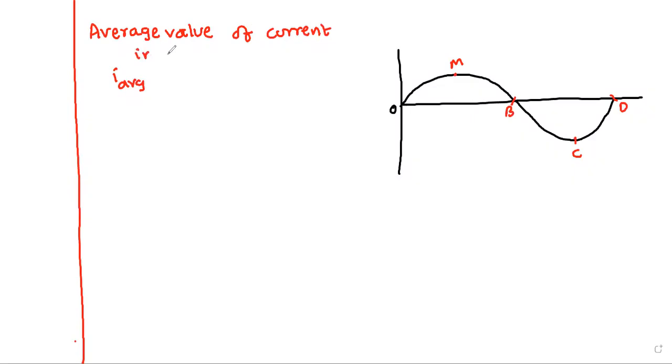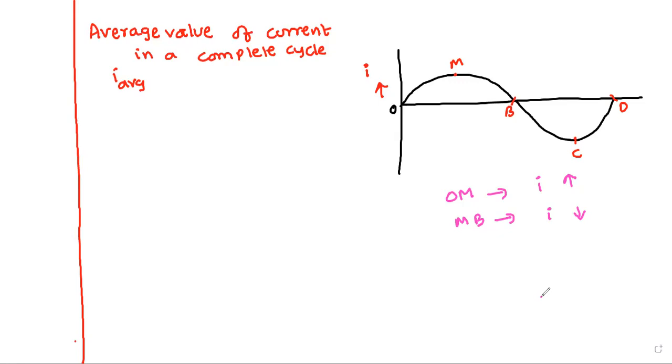In a complete cycle, that is from O to D, let us consider it as current. Now, you can see here, from O to M, current is increasing, and from M to B, current is decreasing. So, how much current is increased, that much current is decreased. So, total current in the positive half cycle is 0.